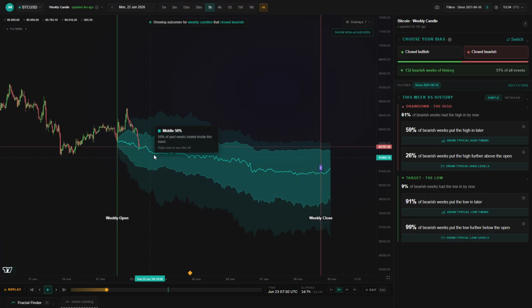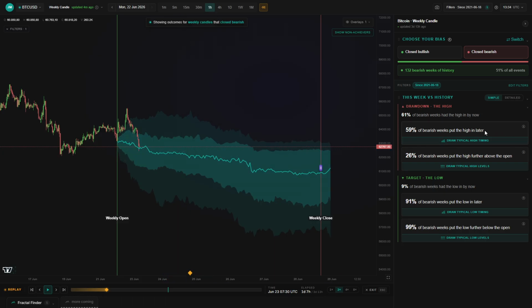at this moment in time, right, we are only at Tuesday morning, 6 a.m. in the morning, we have a confirmed bearish bias as per the Brighter Lens platform. Because what we can see is that, first of all, this metric over here is showcasing to us that 61% of bearish weeks had a high in by now at this moment in time, right? So there was only a 40% probability to sweep the high and still close the week bearish.